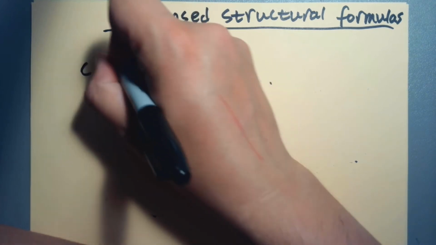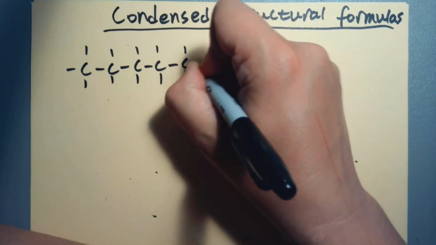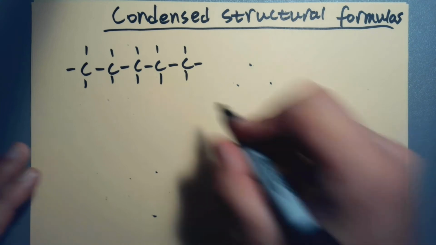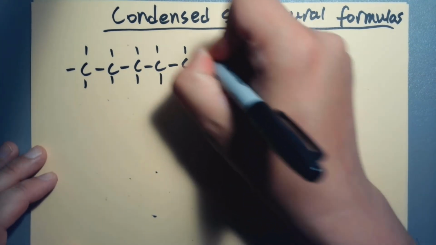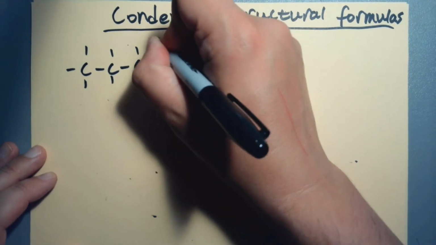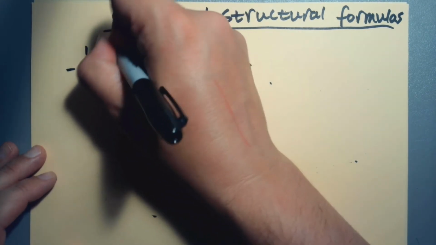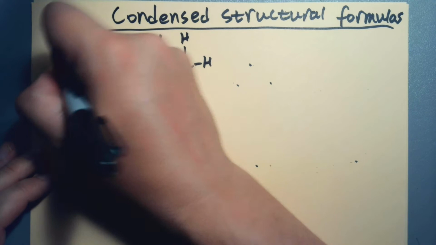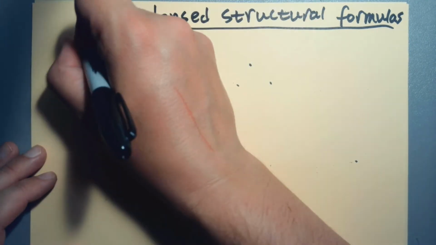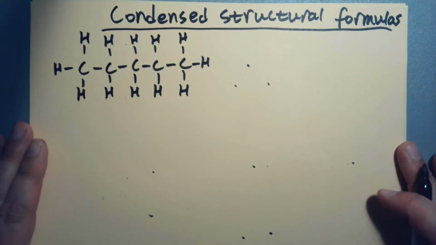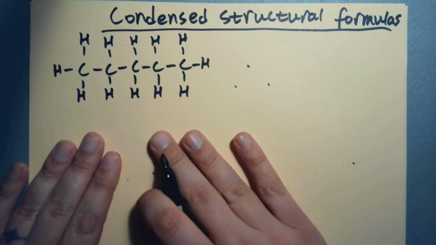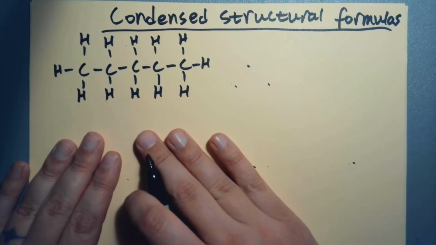I'm going to draw the Lewis structure for this one last time. You should be familiar with it by now. So lots of carbons with 2 hydrogens in the middle, well, 3 of them, and then each end has a carbon with 3 hydrogens. This is the example I've used at least twice now.